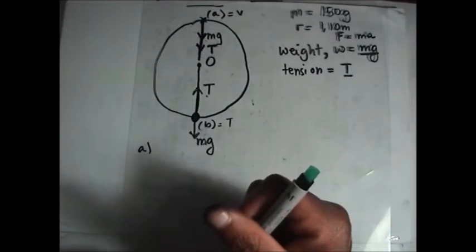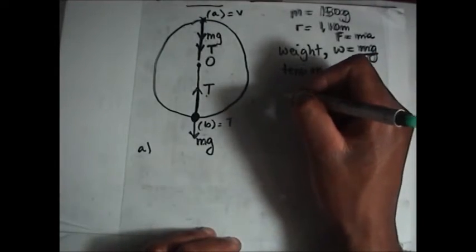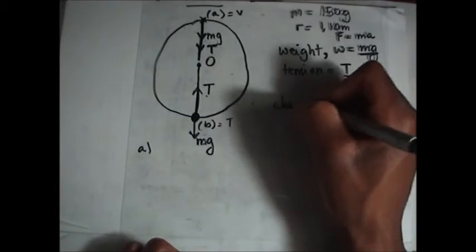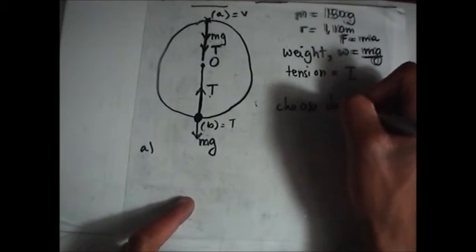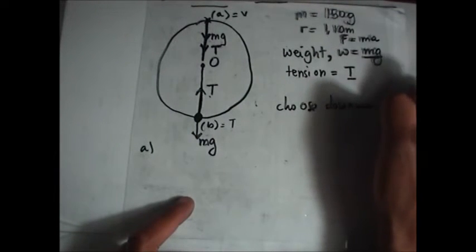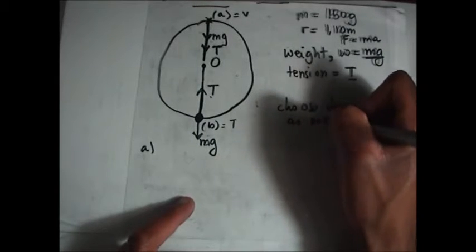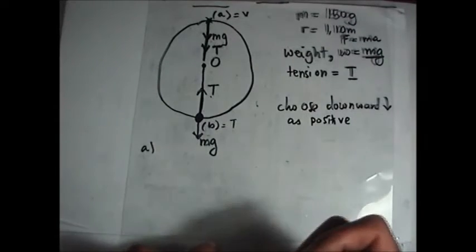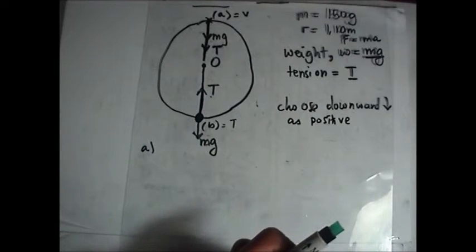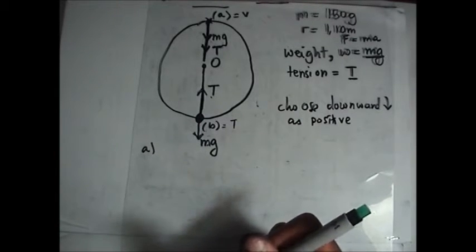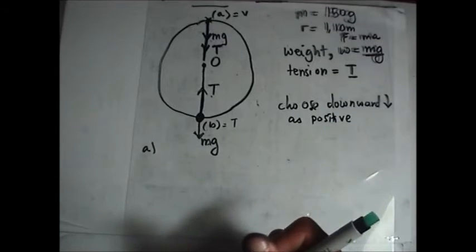Now we are going to choose the downward direction as positive. This is just a convention, for it to be easy to calculate. We're going to choose the direction downwards as positive.